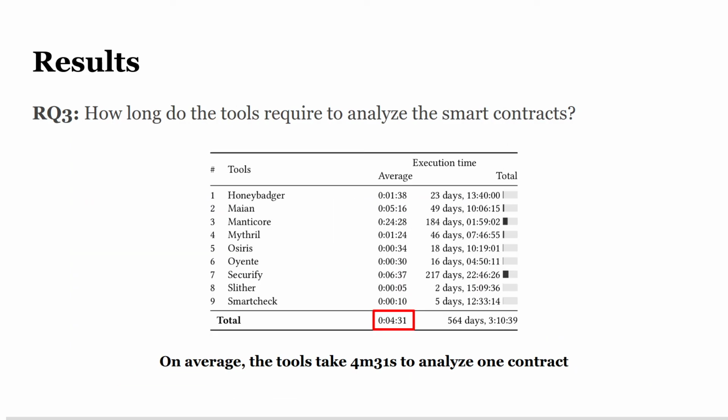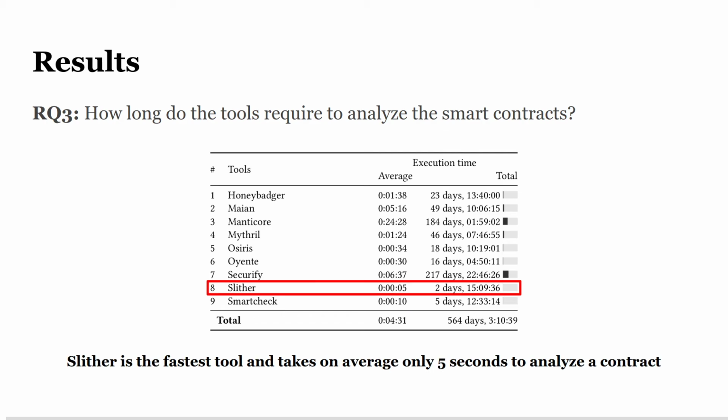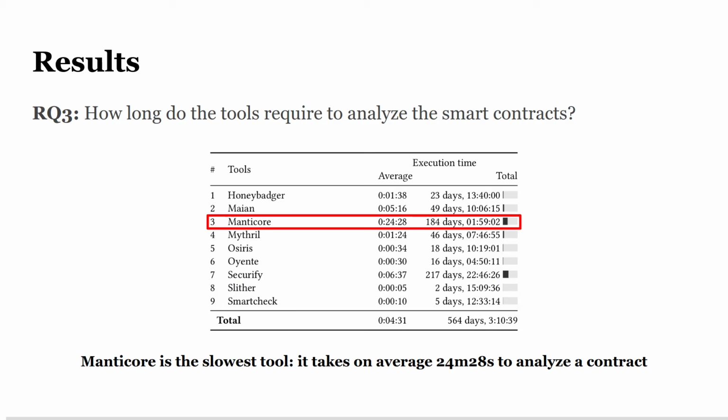Finally, regarding the final research question, we observed that on average, the tools take 4 minutes and 31 seconds to analyze one single contract. Slither is the fastest tool with an impressive average of 5 seconds per contract, and Manticore is the slowest tool, taking on average 24 minutes to analyze a contract.